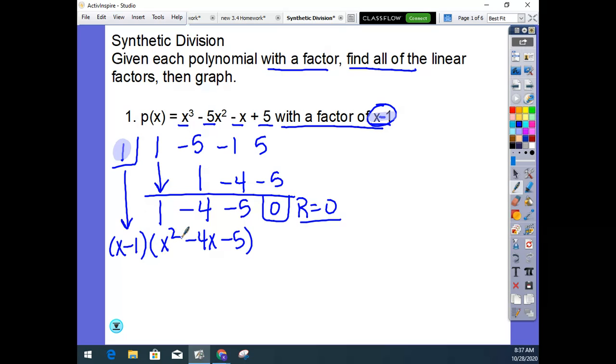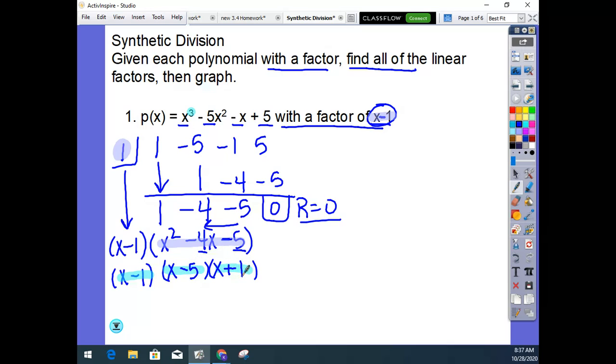Now, we need to factor the quadratic. We already have one factor of x minus 1. Now we need to find the other 2 factors. Remember, if the degree is 3, I should have 3 factors. So x squared goes to x and x. Factors of 5 that subtract to get 4. Minus 5 plus 1.